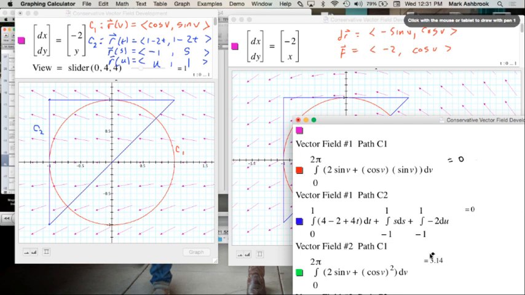Oh, wait. Okay, different field. So for this field, when we went around a loop, we tried 2 different loops. We got 0 and 0. And for this one, we went around a loop and didn't get 0. We're not going to take the time to do vector field 2, path 2. Okay, so we got to move. So this time we went around the same loop and didn't get 0 anymore. So what's going on here?